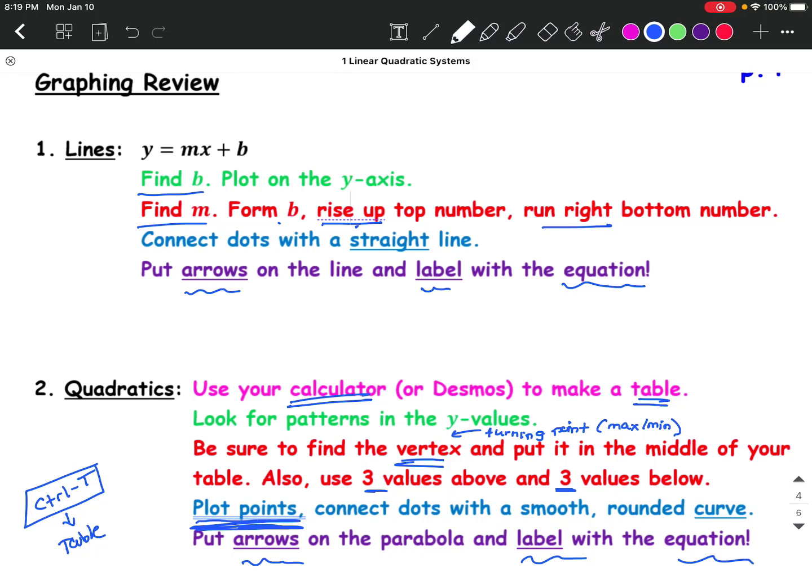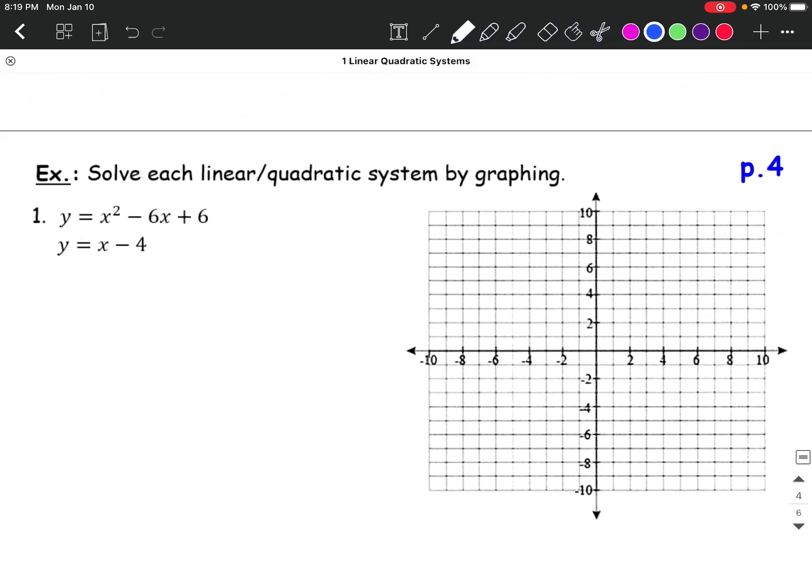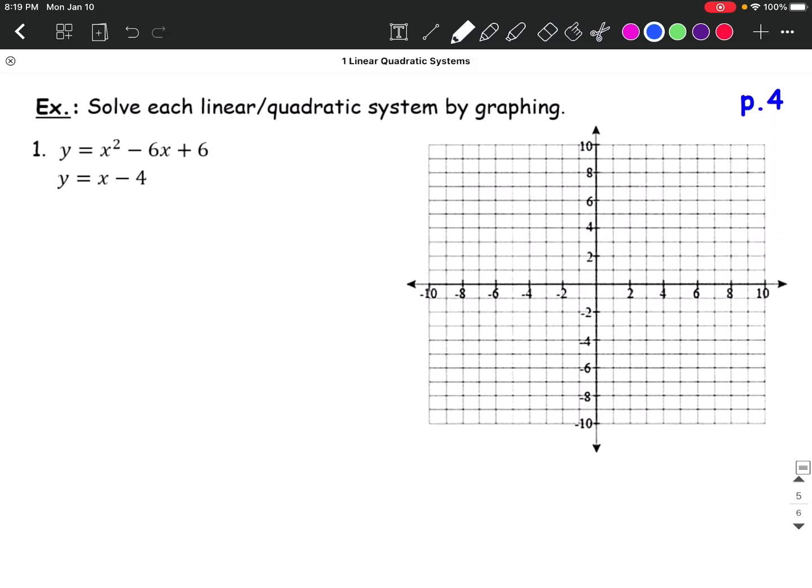Okay, let's take a look now. So here's an example. y equals x squared minus 6x plus 6 and y equals x minus 4.